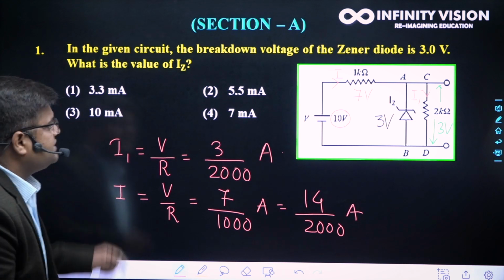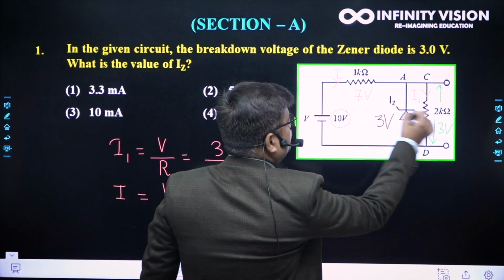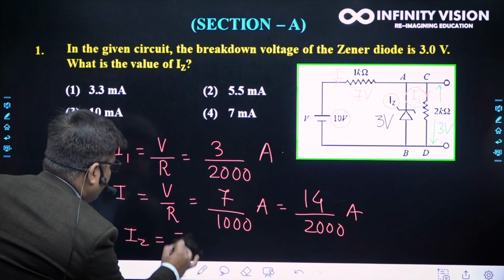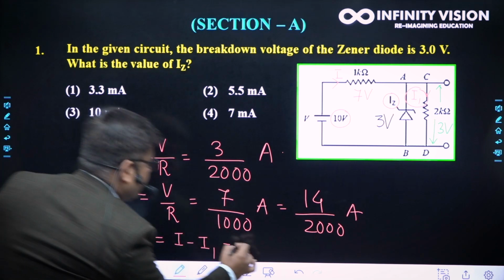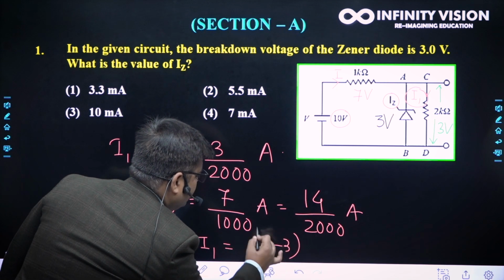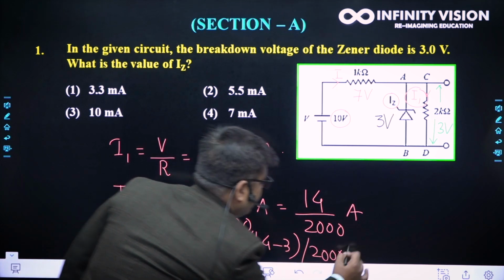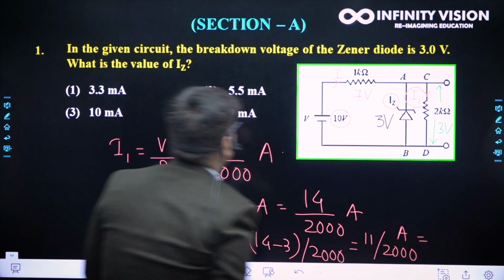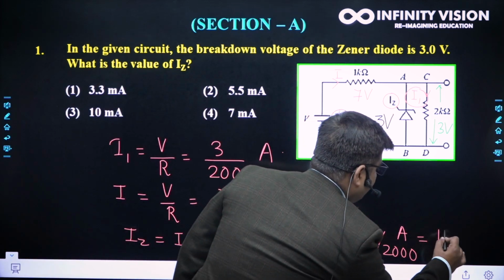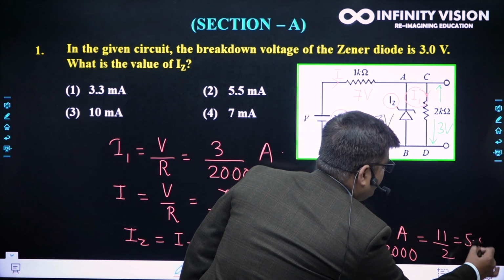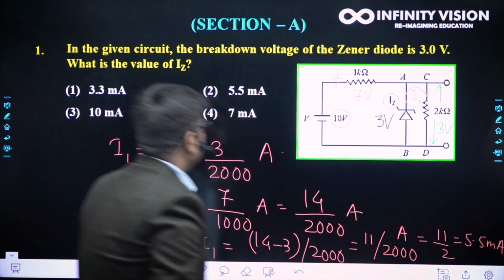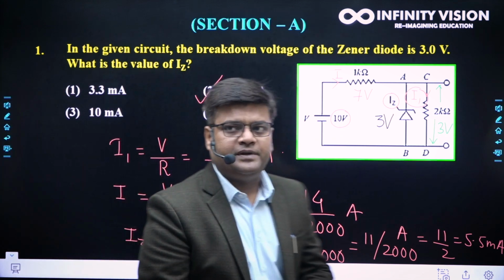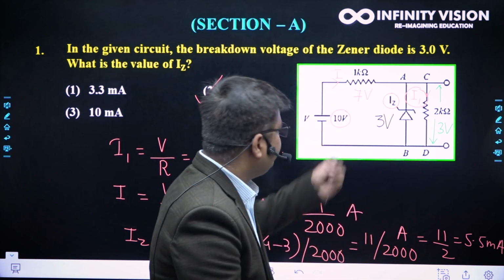Now, I is the total current, and it is being divided into two parts, IZ and I1. So clearly IZ will be I minus I1, which is 14 minus 3 divided by 2000, and it will be 11 by 2000 ampere. Converting into milliampere, we get 11 by 2, equal to 5.5 milliampere. So the correct option for this question will be option number 2, 5.5 milliampere. The current through the Zener diode will be 5.5 milliampere.